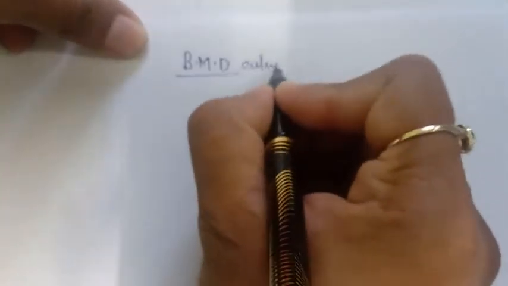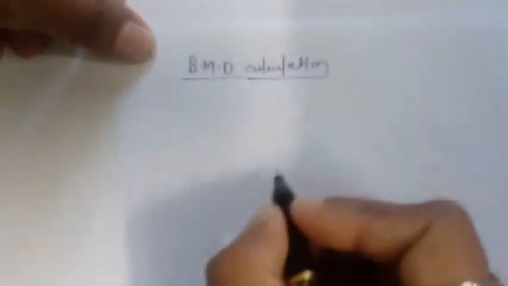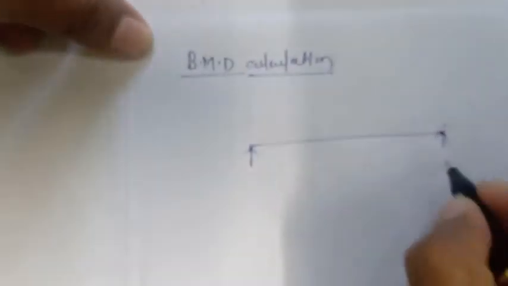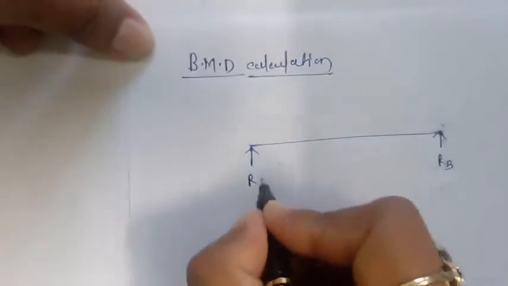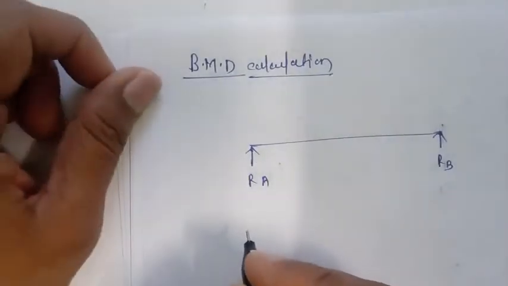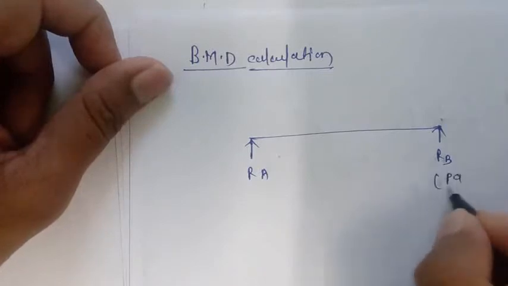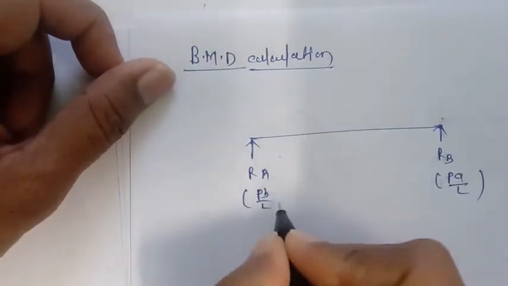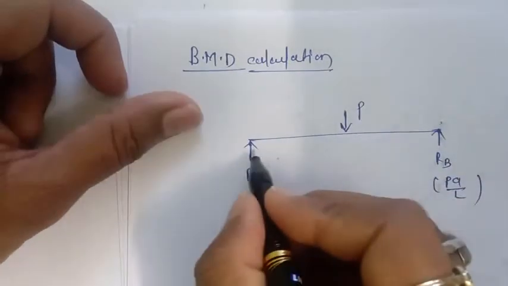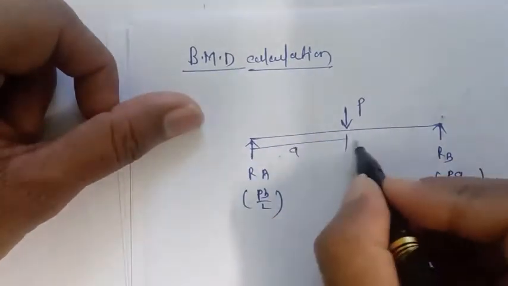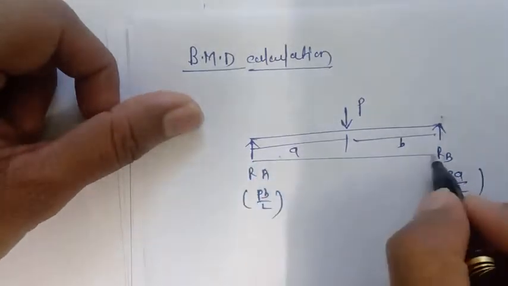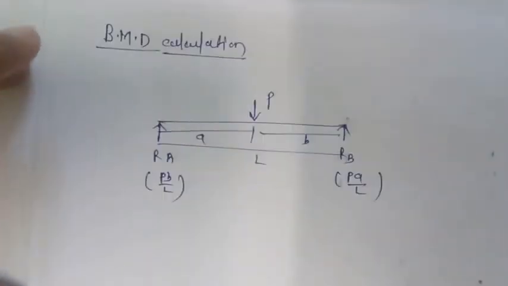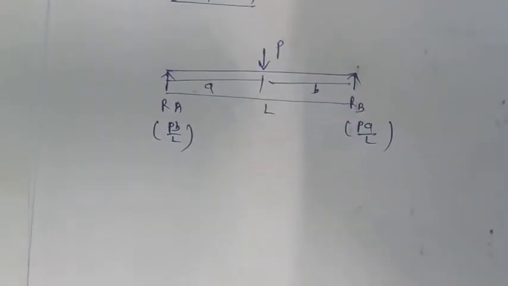Now we can draw this. Now next we'll see the bending moment diagram calculation for this simply supported beam. This is RB, this is RA, and the value of RB is PA by L, and this is PB by L. This is the point P, and this is A, and this is B. Total length is L.